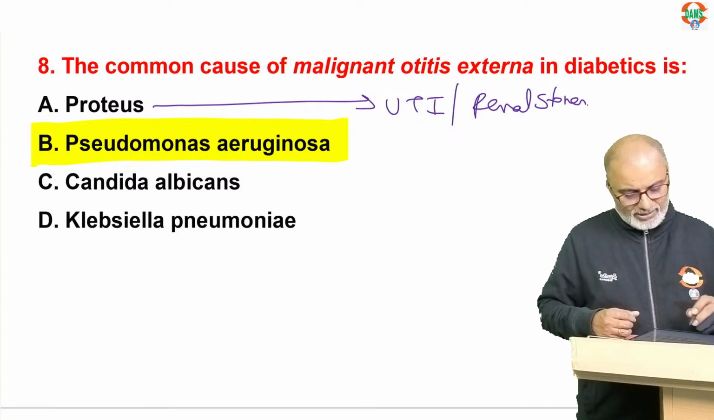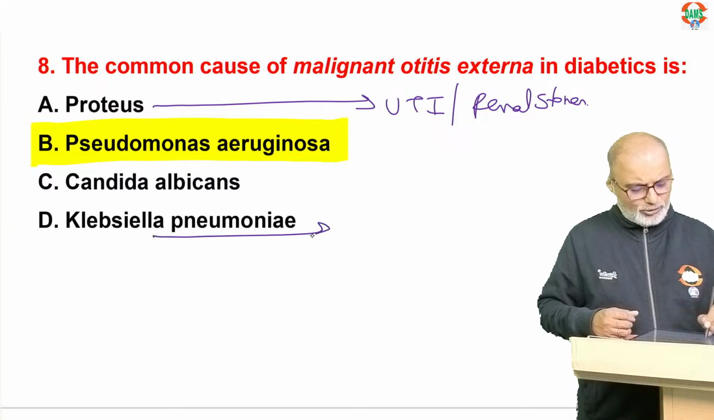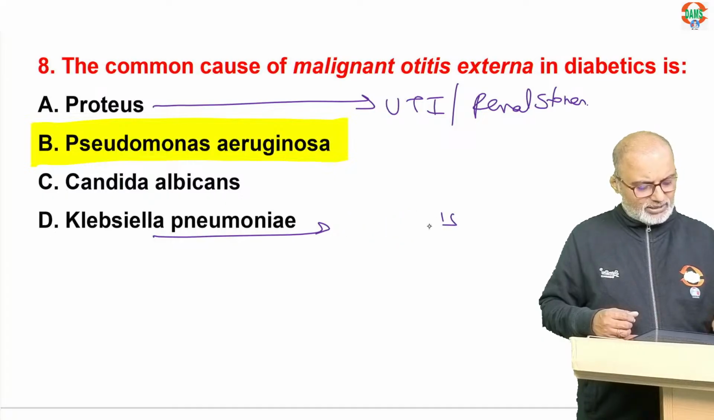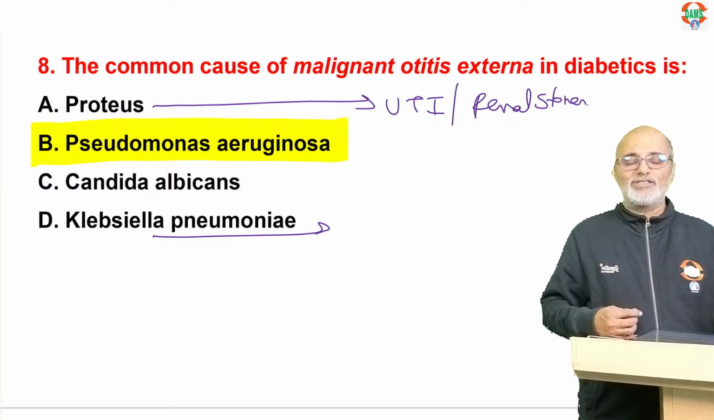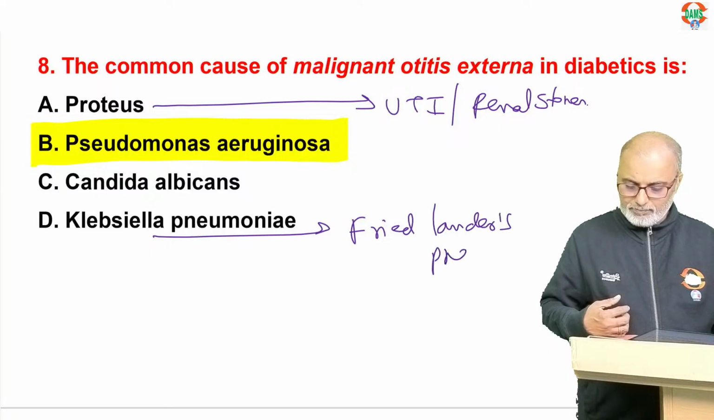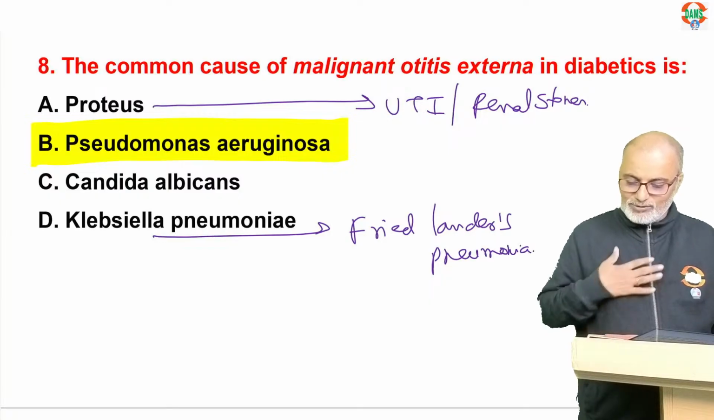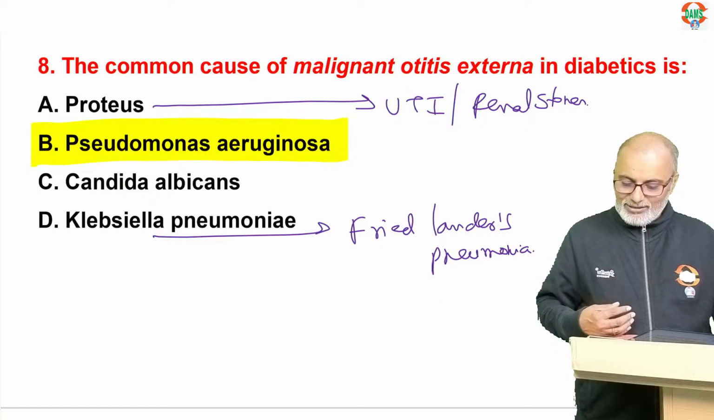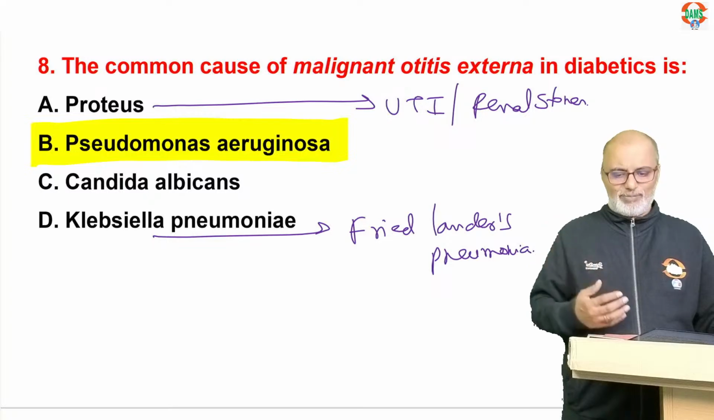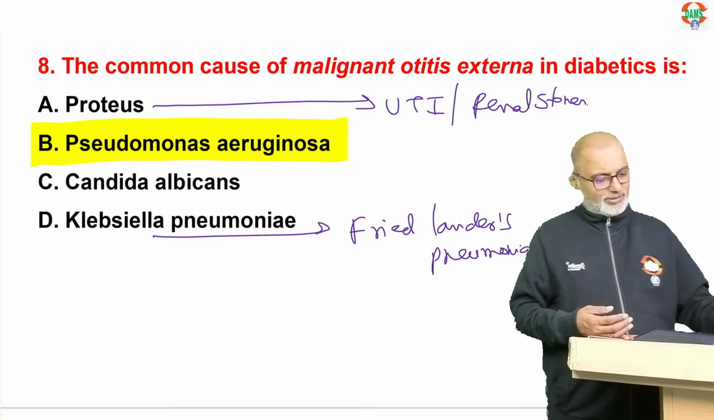Okay, right. Candida albicans, you know that. Klebsiella pneumoniae produces Friedlander's pneumonia. Low flux pneumonia, Ascaris. Okay, Loeffler's pneumonia, Ascaris, Friedlander's pneumonia. You must know these, my dears.